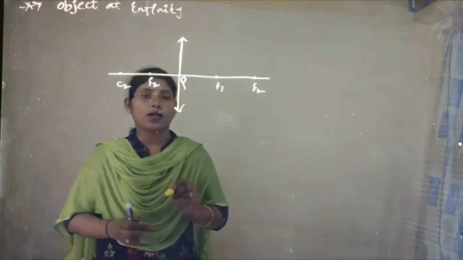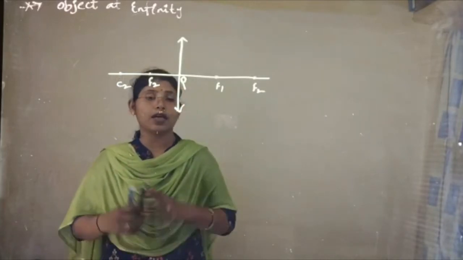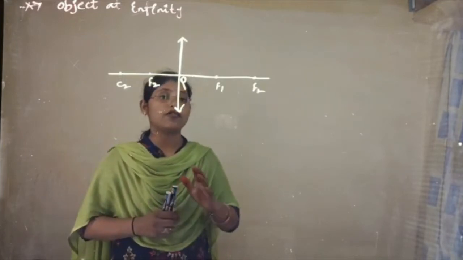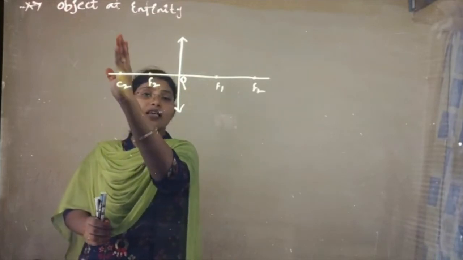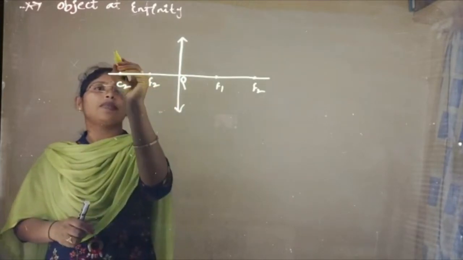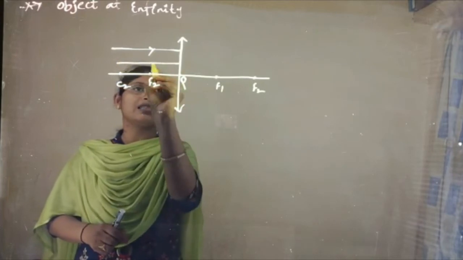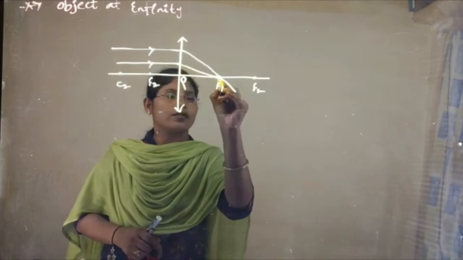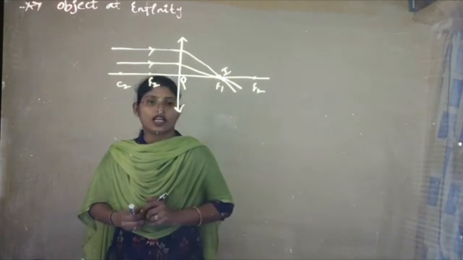Clear? Now the object is placed at infinity means that the infinity object is emanating rays that are parallel to the principal axis. We know that if the rays are parallel to the principal axis, all the rays converge at the focus. So this point gives the image point.